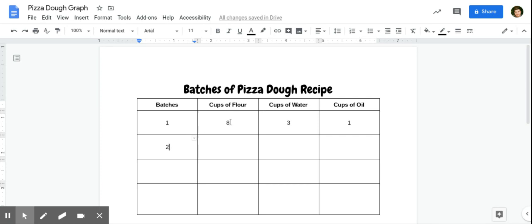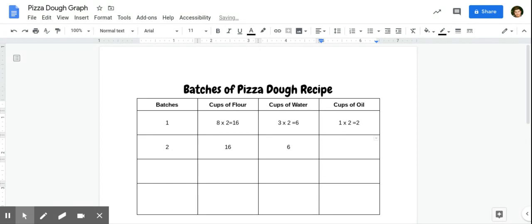So what I would do is I would double everything. And the easy way to do that is I take my cups of flour, so 8, I multiply it by 2, and now I have 16. So that is 16 cups of flour. Let's do the same thing for water. I want to double that, so 3 times 2 equals 6. Now I want to do the same thing for the oil. So 1 times 2 equals 2.